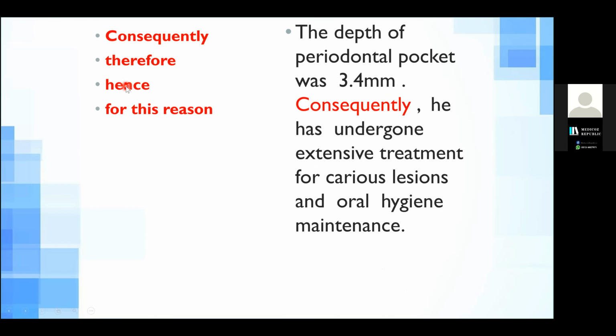Consequently, therefore, hence, for this reason. These four words can be used like this in the sentence. When we have talked about a certain thing, for example, the depth of the periodontal pocket was 3.4 mm. Consequently, he has undergone extensive treatment. You can use therefore, hence. This is showing the result of the thing that we previously mentioned. This is the result heading that we discussed before. These four words can show that we are talking about the result of the thing that we discussed before, that this is the result of this.